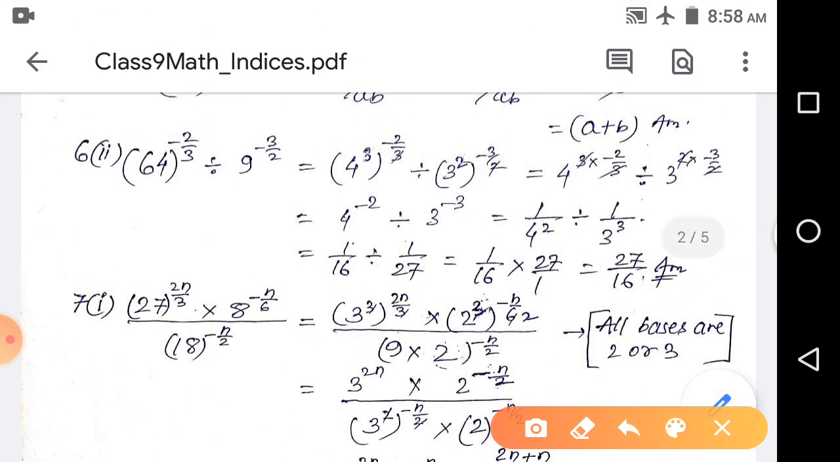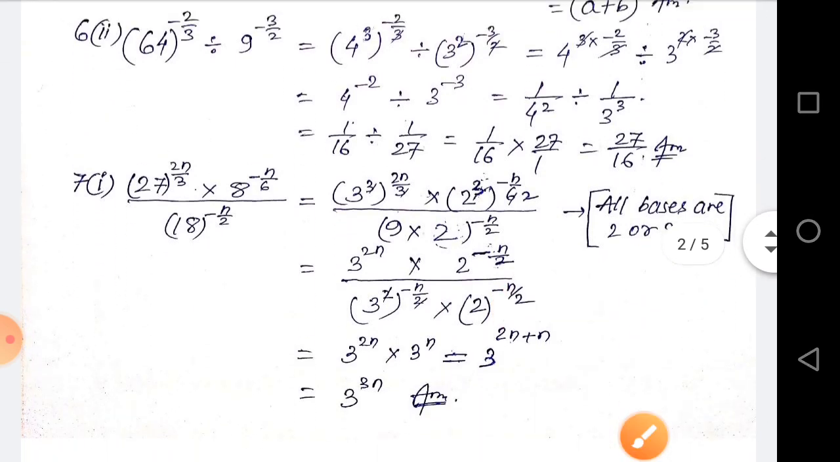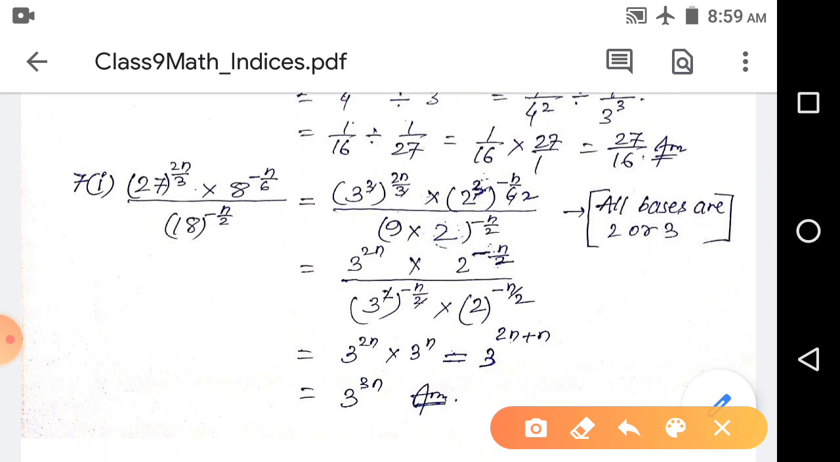Now see question number 7. Here we have 27 whole to the power 2n by 3 into 8 to the power minus n by 6 divided by 18 to the power minus n by 2. See, we change all the bases to 3 or 2.